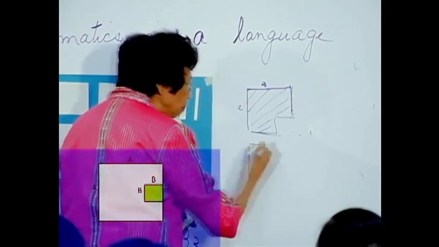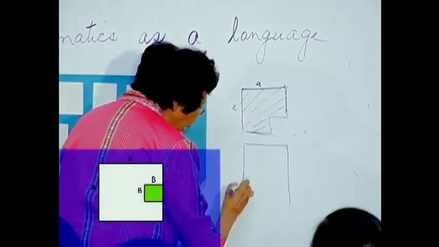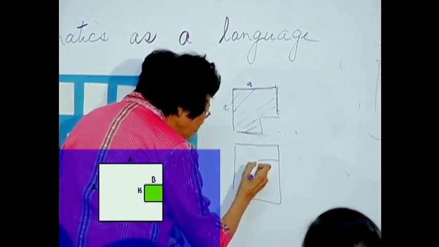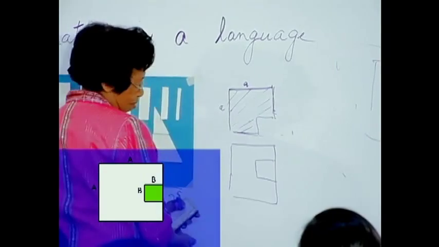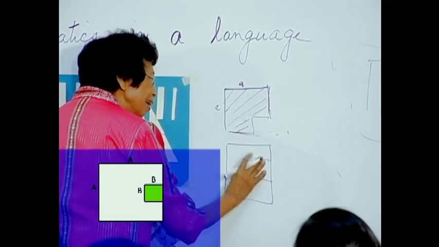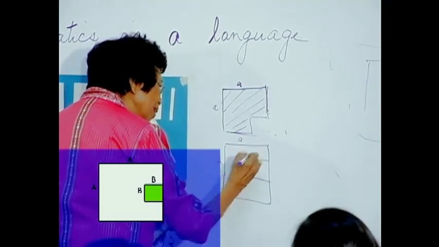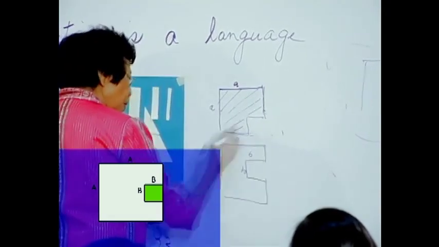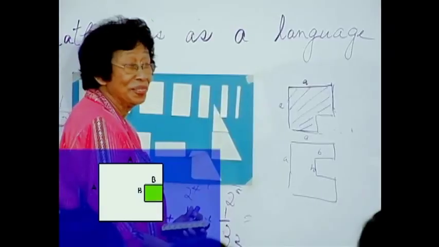Supposing I have something similar, right? But the small one is here. What's the area of this before the cut? It's A and A. This is B, this is B. So now what's the area of the remaining? A squared minus B squared, right?